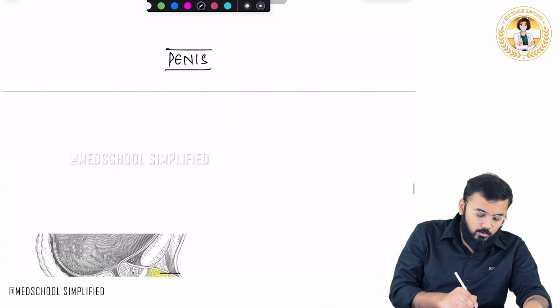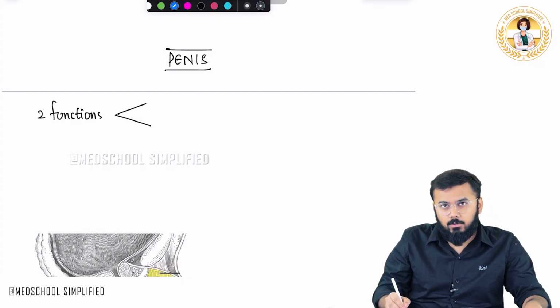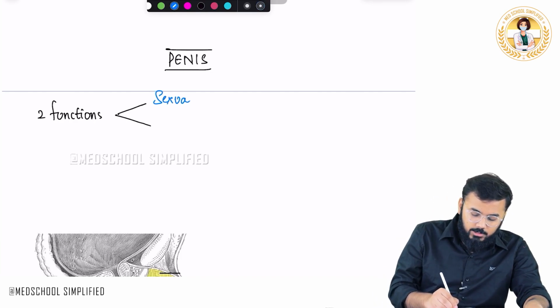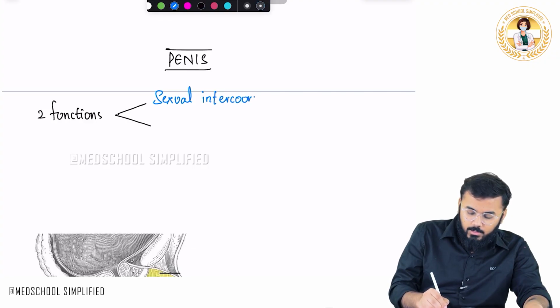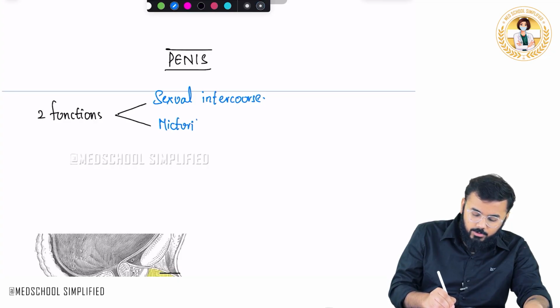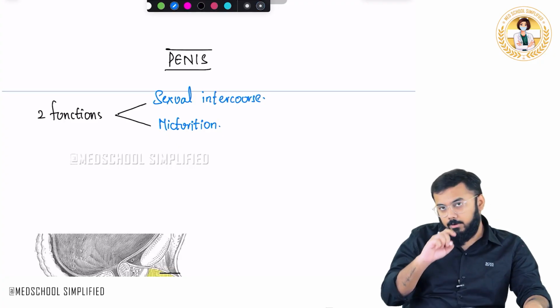It has got only two important functions. So what are those two important functions? One is called sexual intercourse, another one is called micturition. Micturition in the sense urination. So these are the two important functions.